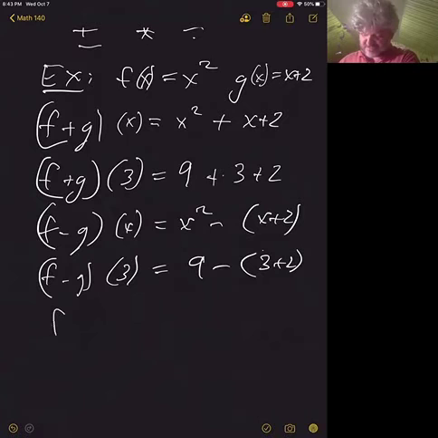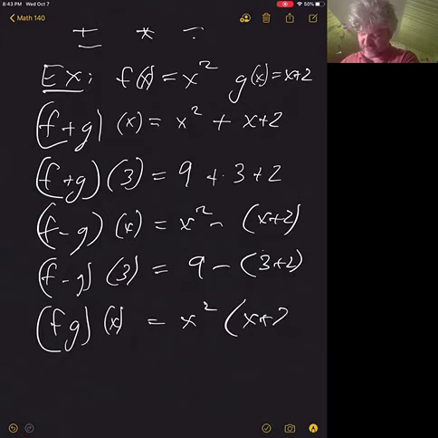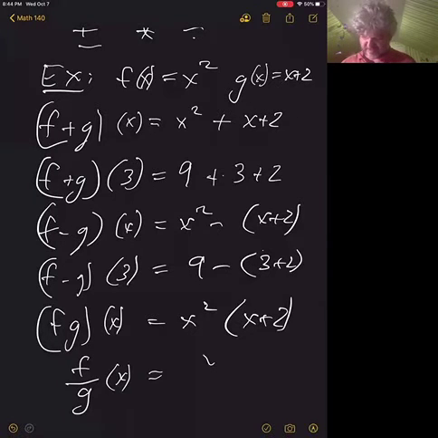Times: f times g is a new function. That will be x squared times x plus 2, and f divided by g is a new function. That would be x squared divided by x plus 2.